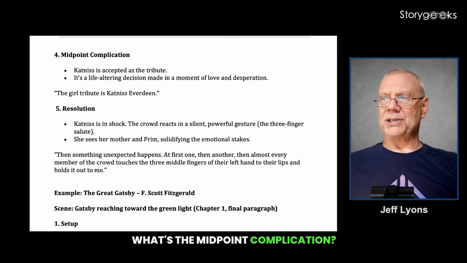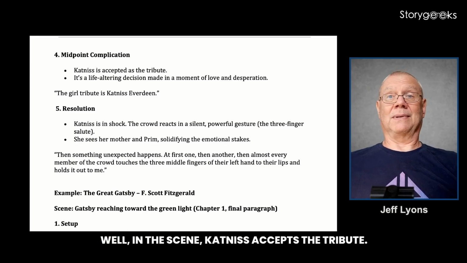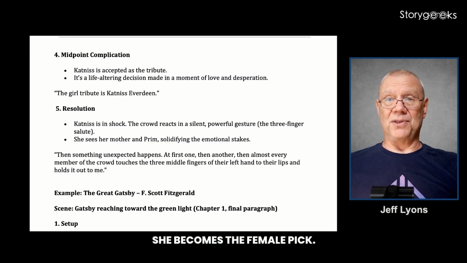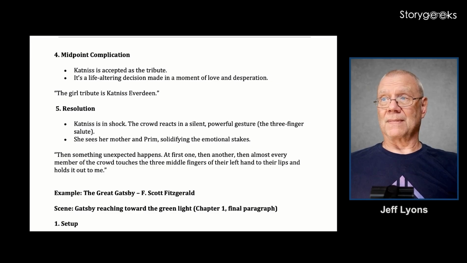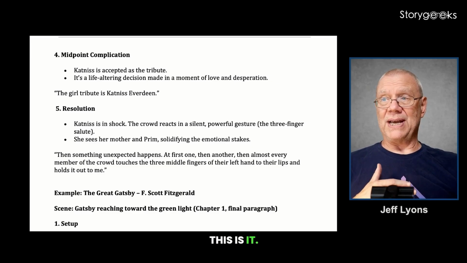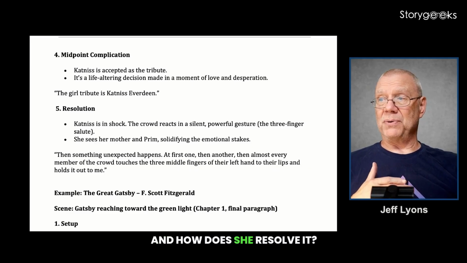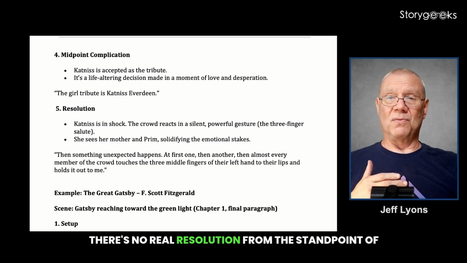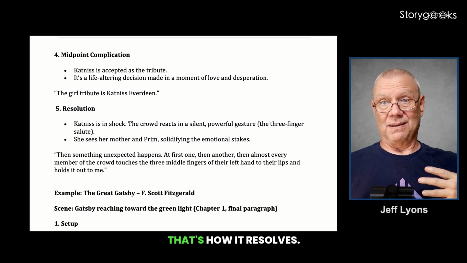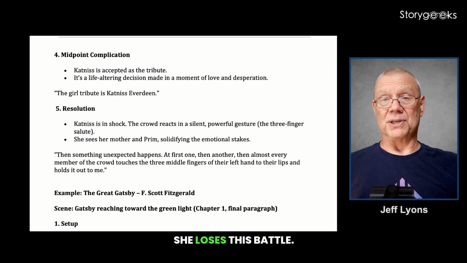What's the midpoint complication? Well, in the scene, Katniss accepts the tribute. She becomes the female pick. That's the complication. There's no going back now. This is it. And how does she resolve it? She's in shock. There's no real resolution from the standpoint of, I'm committed. That's how it resolves. She loses this battle.